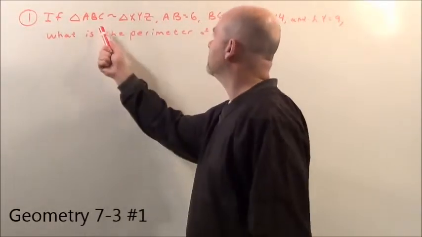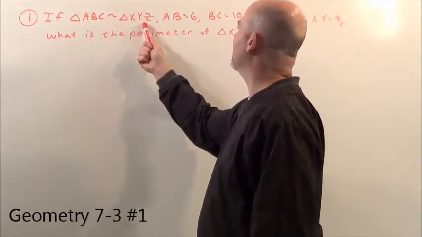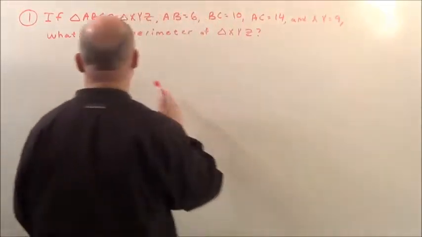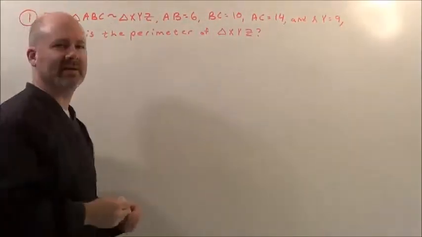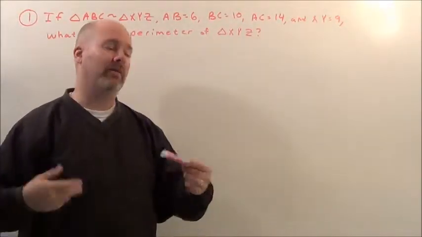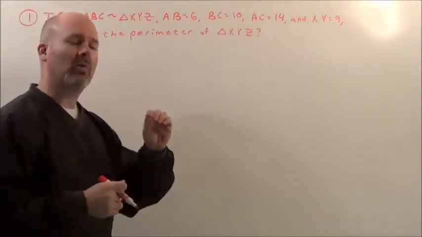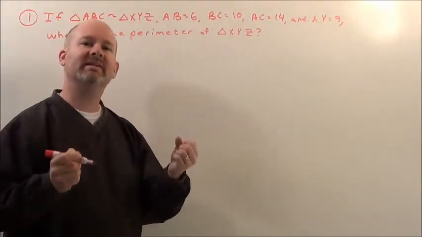Problem 1. It says if triangle ABC is similar to XYZ, with AB being 6, BC being 10, AC 14, XY 9, what is the perimeter of XYZ? Well, reading it right off, you're like, what am I doing here? I don't really know. Well, let's draw again. As I always say, draw a picture to help us see what's going on.